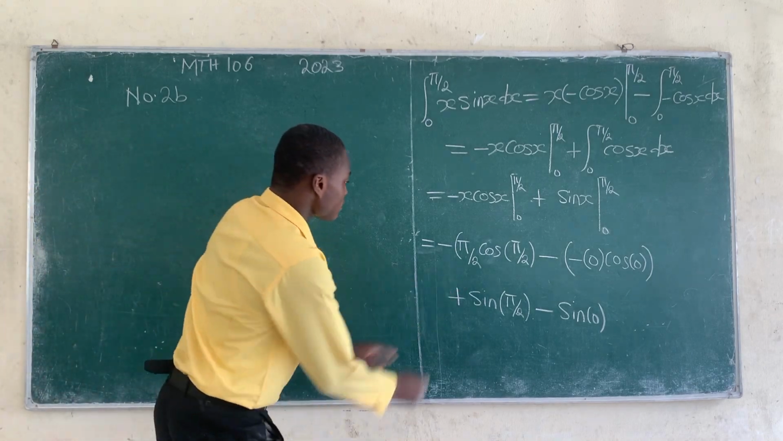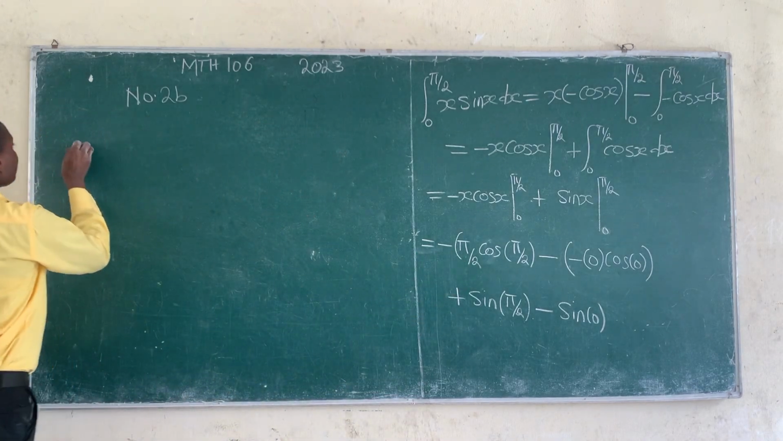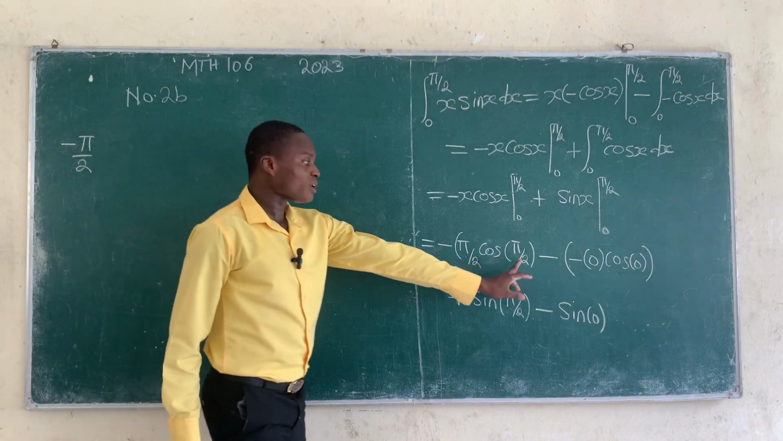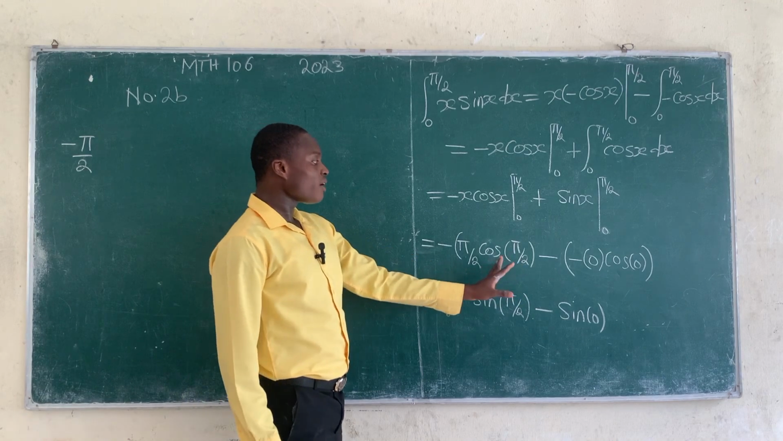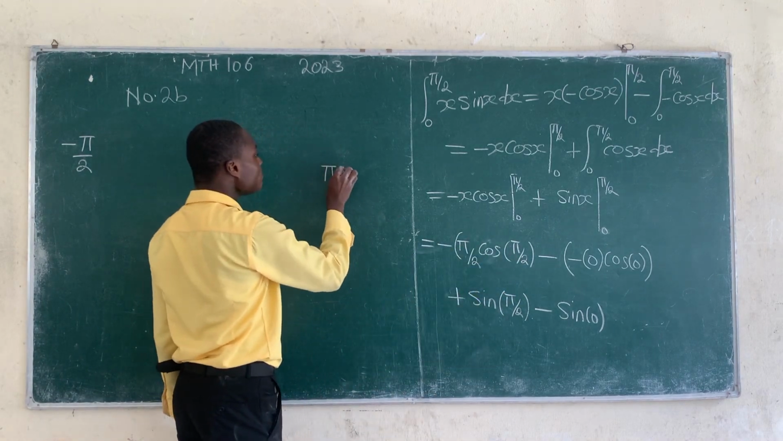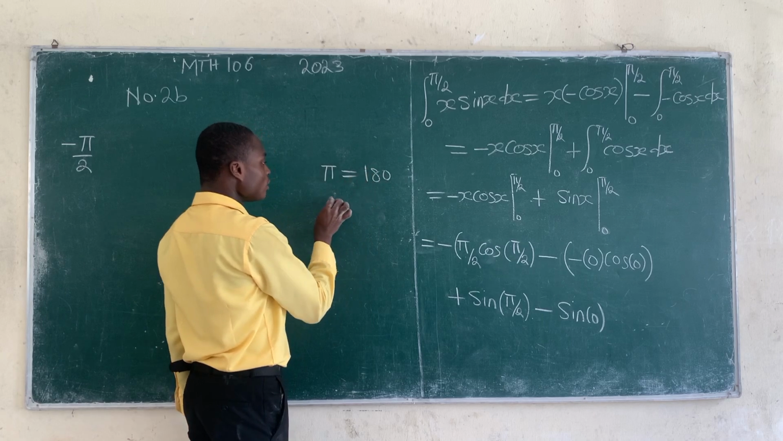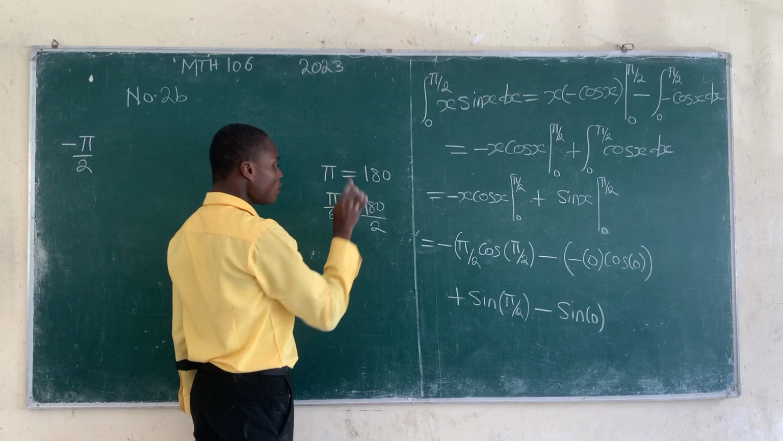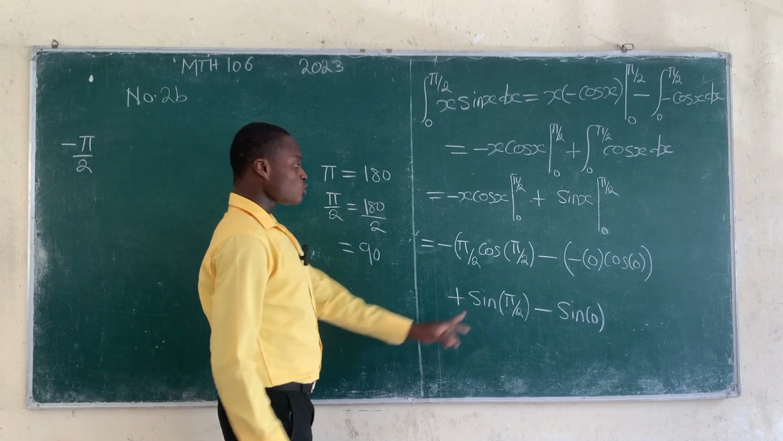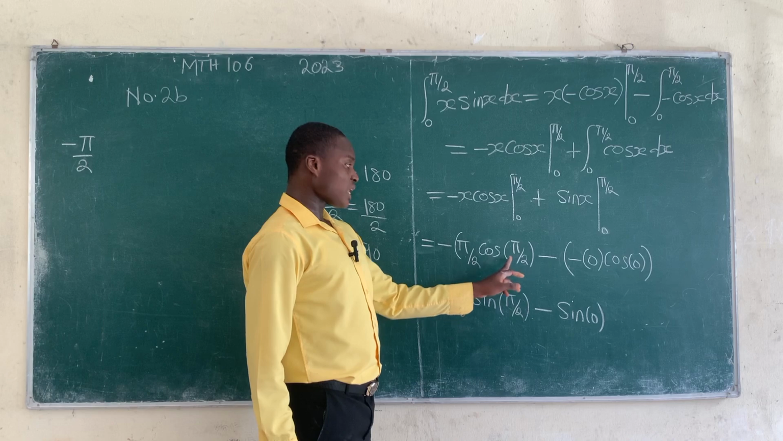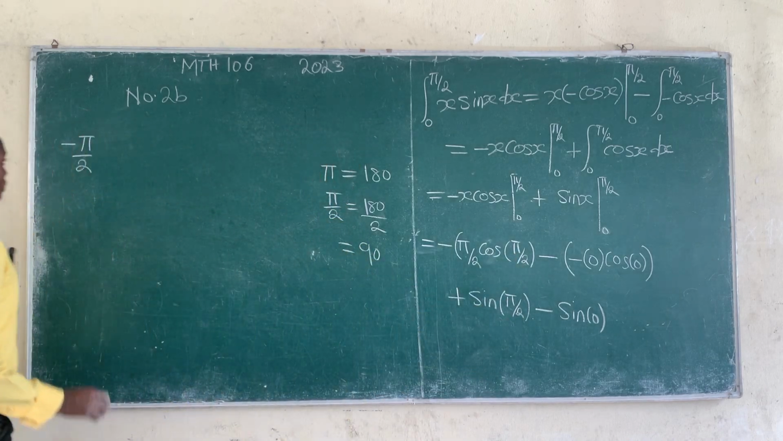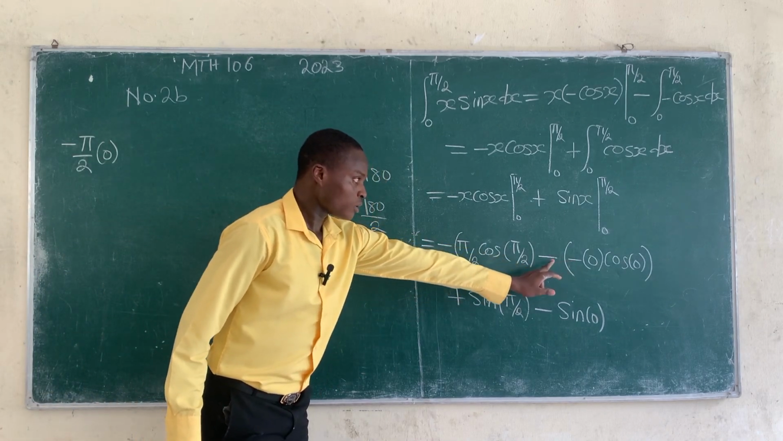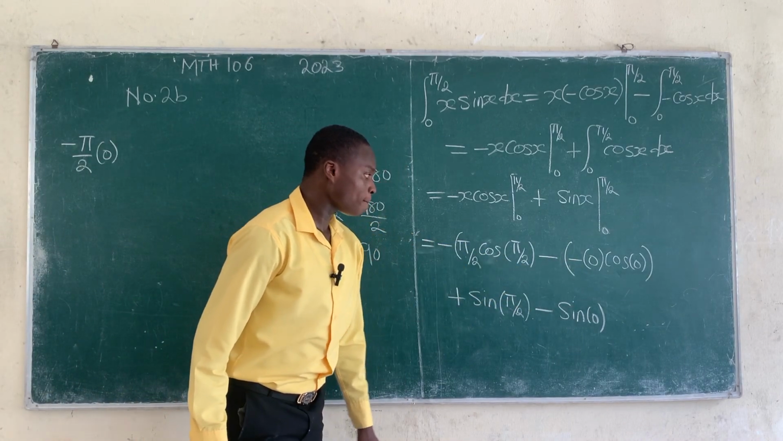So if you evaluate this, you have pi over 2 minus pi over 2 cos pi over 2. What is cos pi over 2? Please take note. In evaluating, pi is taken to be 180. So pi over 2 should be equal to 180 over 2, and this should give us 90. So we are going to have cos 90, and cos 90 is 0. Take note, cos 90 is 0. So we have 0 here. Then the next one is minus minus. Minus minus, we have plus.